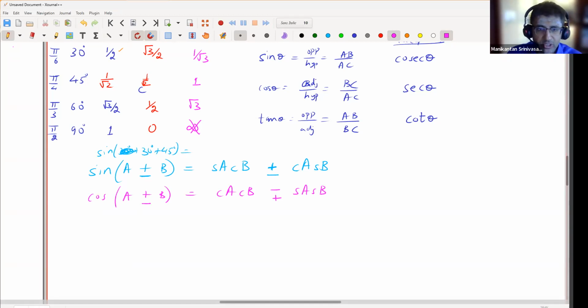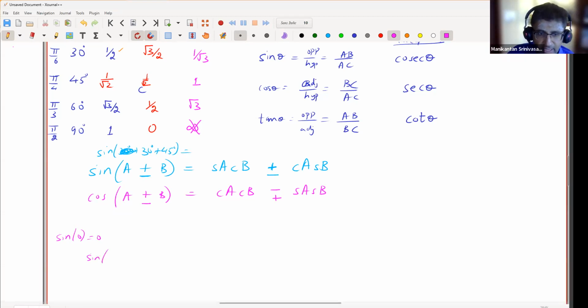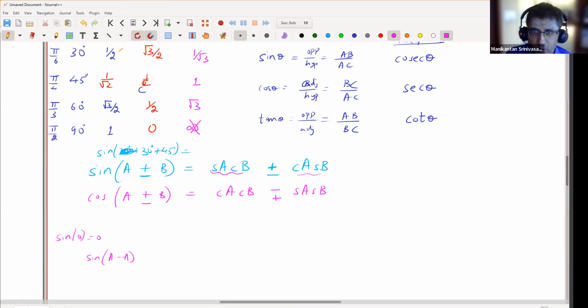Okay, and let's do some basic checks. So for example, we know sine 0 is 0. Do we get that? If a and b are the same, then sine of a minus a would be sine a cos a minus cos a sine a, which is, as expected, 0. Right? Similarly, we expect cos 0 to be 1. Do we get that? If we keep a and b both the same and we do cos of a minus a, it's cos a cos a plus sine a sine a, cos square a plus sine square a, which we know is 1. Right? So we are able to validate that sine 0 is 0 and cos 0 is 1.